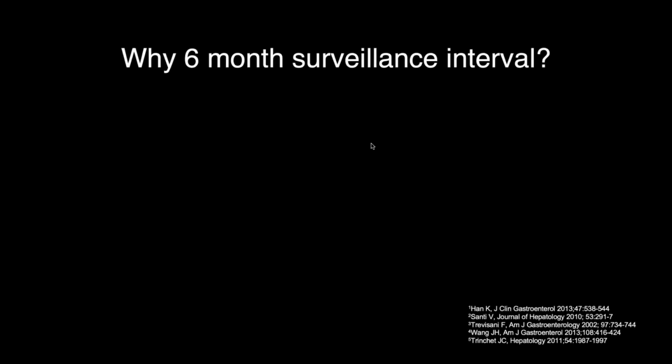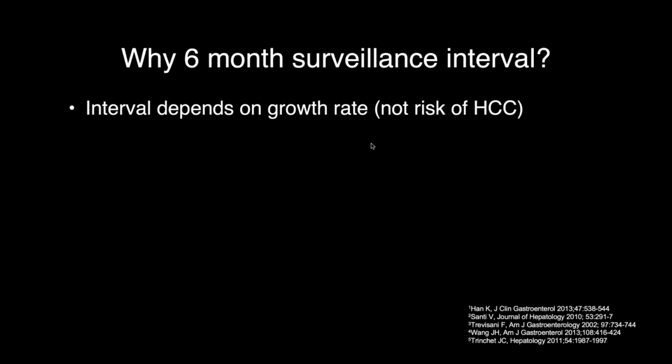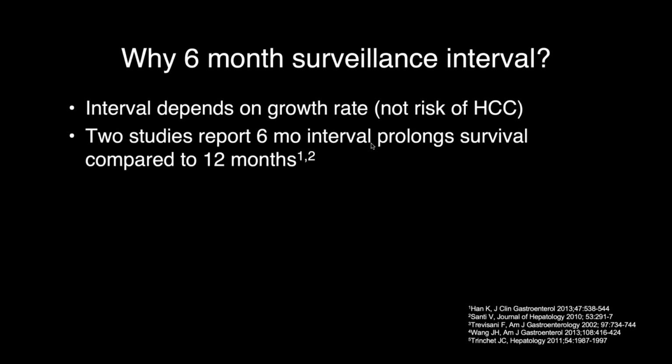I want to talk briefly about why we recommend 6-month surveillance intervals. So that 6 months is not arbitrary. That interval depends on the growth rate of the tumor that you're looking at, not the risk of developing the tumor. And with HCC, most people feel that the doubling rate of HCC is somewhere between 4 to 6 months. So that 6-month surveillance interval actually closely matches or approximates that doubling rate.